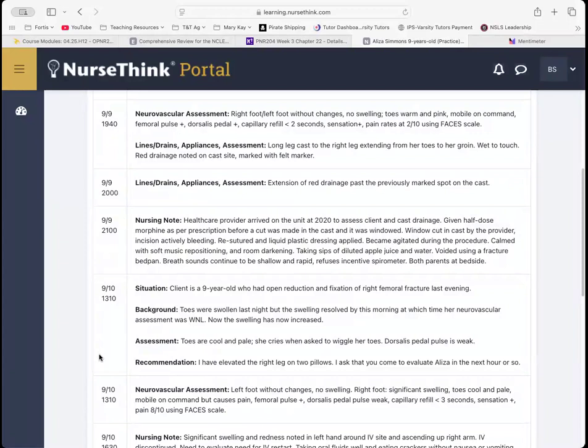One thing I'm looking at is it says it goes from her toes to her groin. How far up the groin does it go? Is it impeding anything? Is it creating a pressure sore? Yeah, that would definitely be something to look out for.